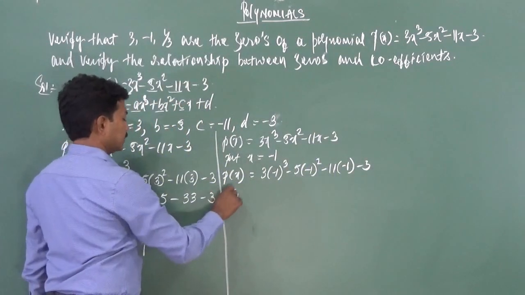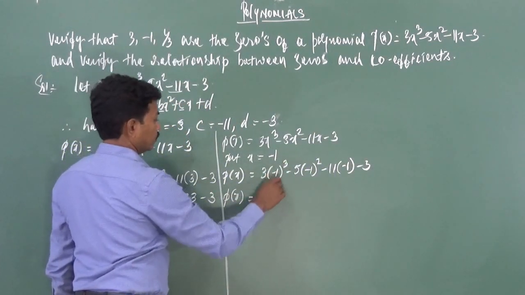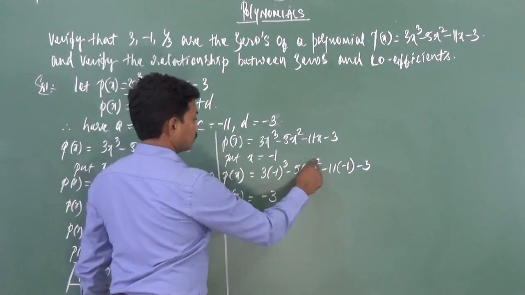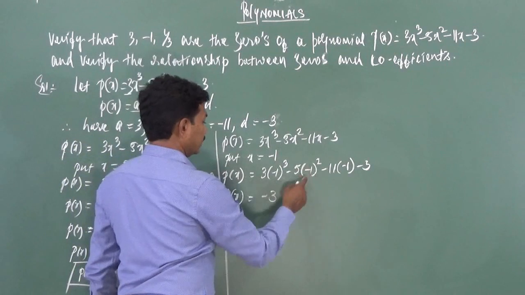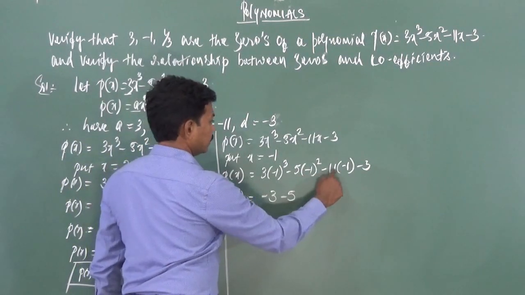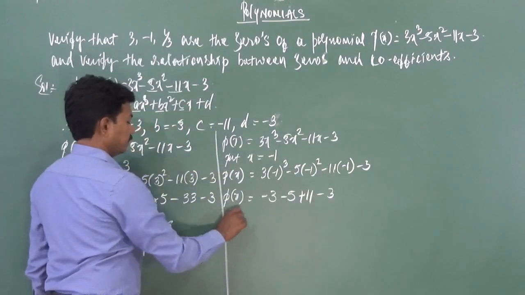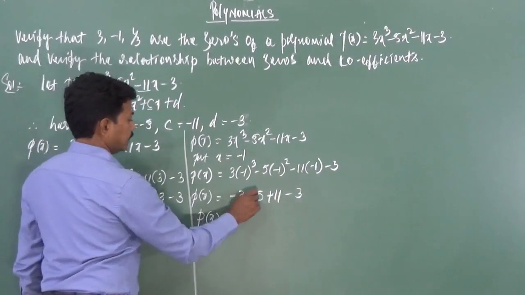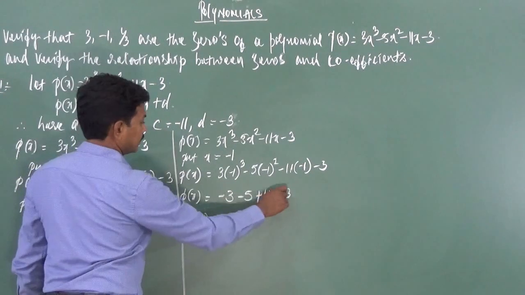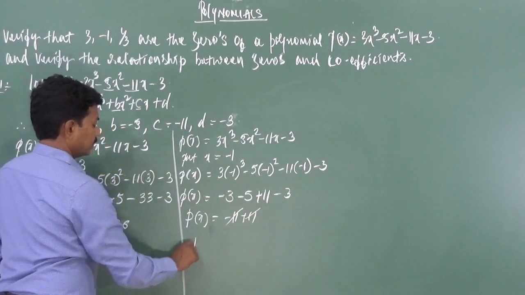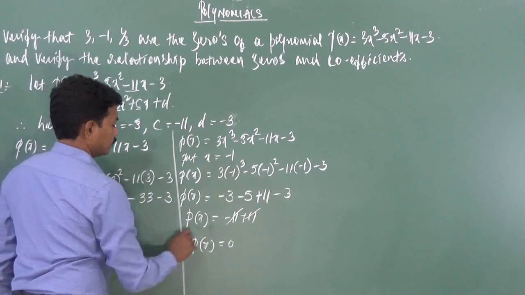So P of x is equal to minus 1 whole cube is minus 1 into 3 is minus 3, minus 1 whole square is 1, minus 5 into 1 is minus 5, minus 11 into minus 1 is plus 11 minus 3. So P of x is equal to minus 3 minus 5 is minus 8, minus 8 minus 3 is minus 11, minus 11 plus 11 gets cancelled. So P of x is equal to 0.